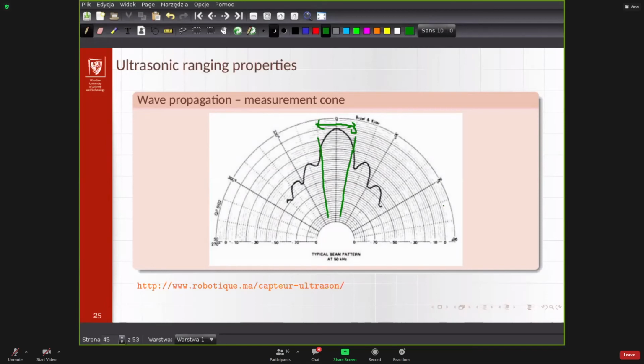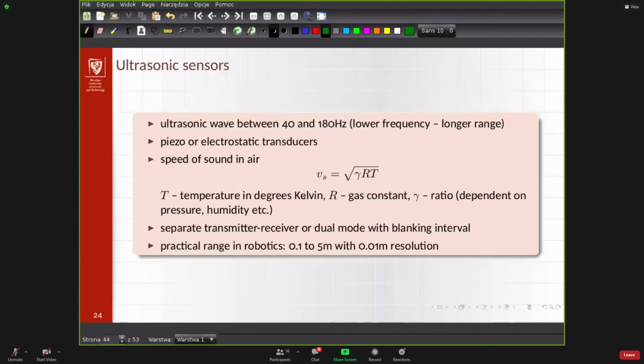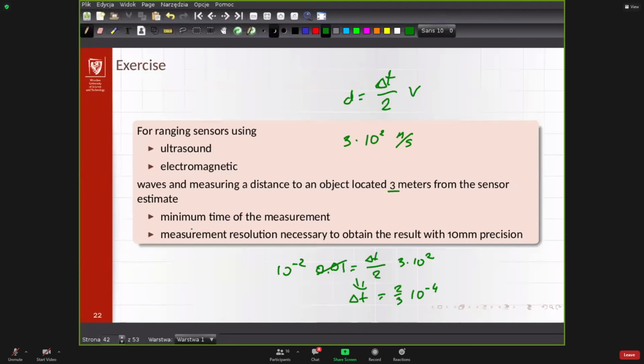Okay, because the time is already up, we can finish at that place, and I will continue at the next lecture. But one thing to do for you is to try the exercise also for the electromagnetic wave and to see what the results will be.